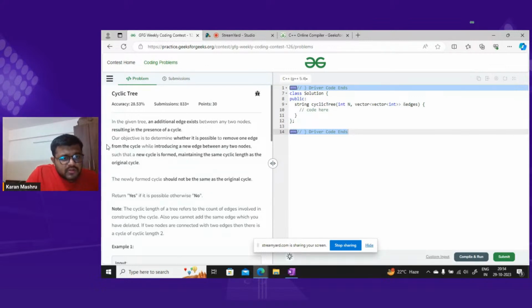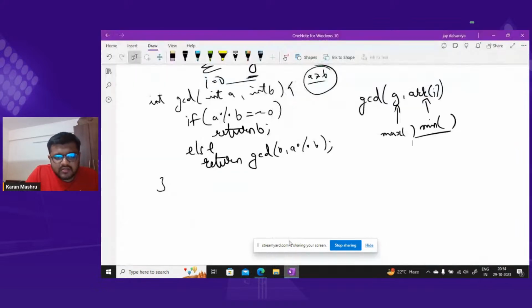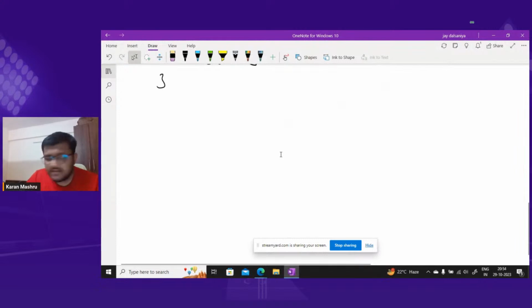Okay, let's move on to the third question, that is cyclic tree. In the given tree, an additional edge exists between any two nodes, resulting in the presence of a cycle. Okay, great. So let me first tell you a brief about this question, then we'll move on to this theory part, line by line.